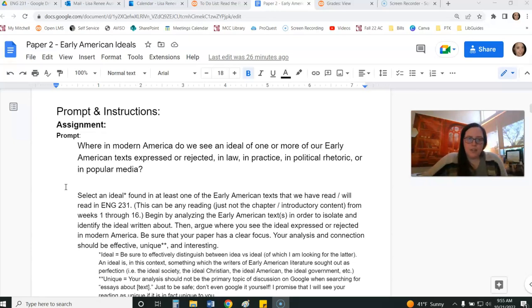So getting back to this question, step one is identifying what ideal exists in one or more of the texts that we read. And you want to pick just one ideal and explore that throughout your paper. Now, where in modern America do we see it rejected or expressed? Okay, so that means identify the ideal and now decide, do we still hold this ideal? Like, is this still something that we believe to be true? Or have we rejected this ideal as a society in some way?